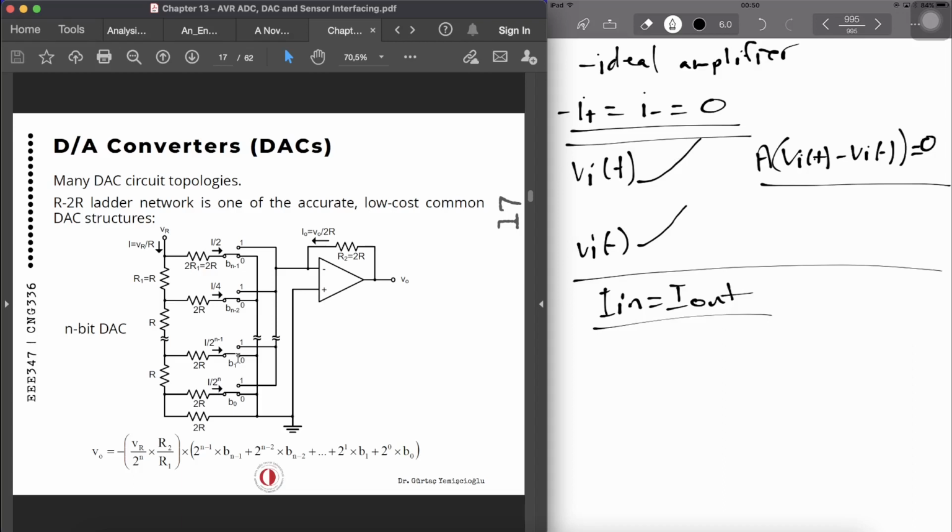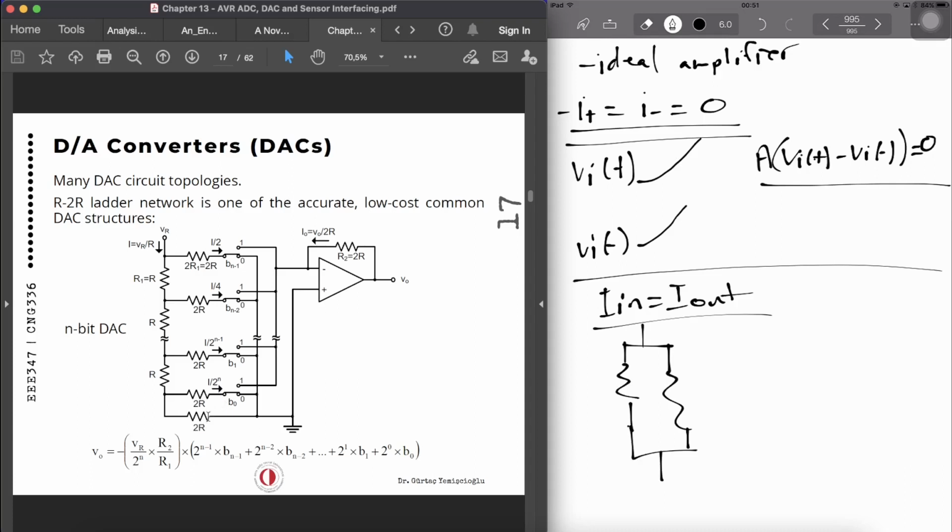Now, notice we have got a ladder structure, and the way this ladder structure on the negative input of the amplifier works is in a particular topology, as you see over here. Now if we consider these two resistors are in parallel, sorry about my drawing. So these two resistors are in parallel.